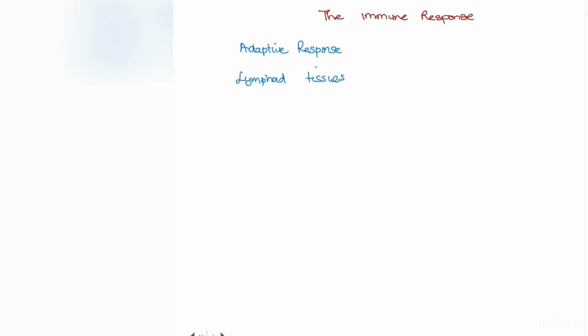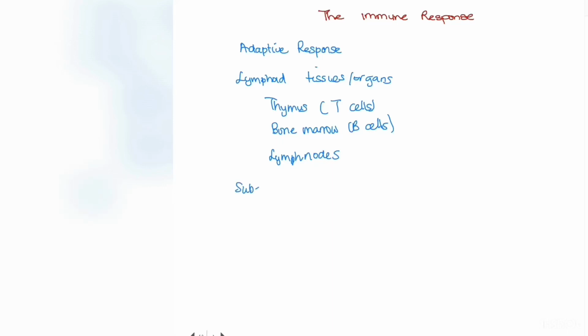Now let's zoom in on the adaptive response. The adaptive response includes your lymphoid tissues or organs. There's a difference in the maturation of the T cells and B cells, however, they are made in the same place. Both the B and T cells are made in the bone marrow. However, the T cells go to the thymus to mature, while the B cells mature in the bone marrow. All right, so BB: bone marrow, B cells maturation. TT: thymus, T cells maturation.